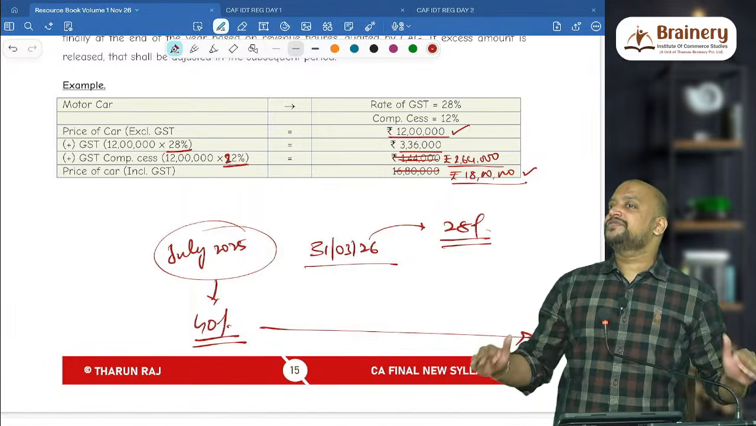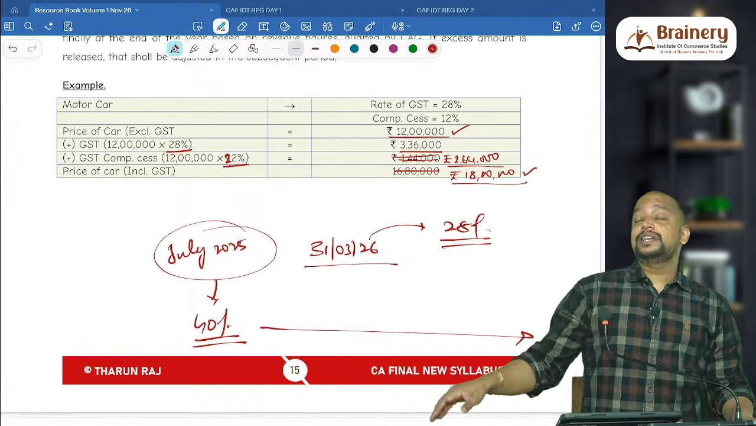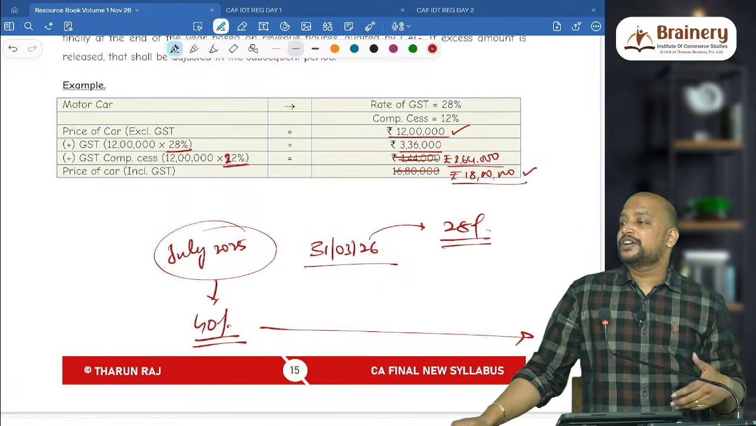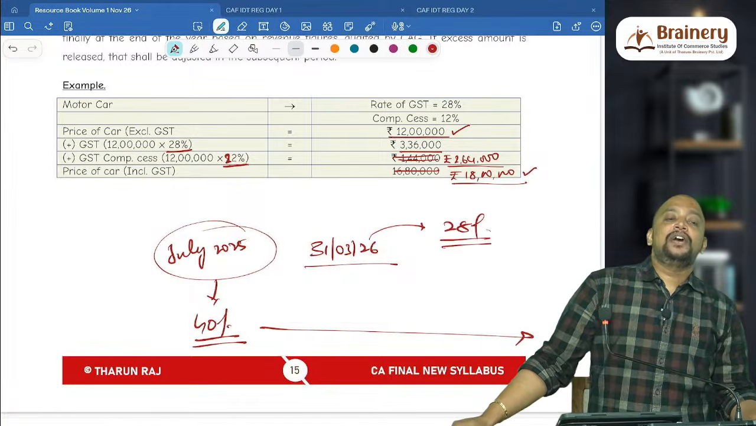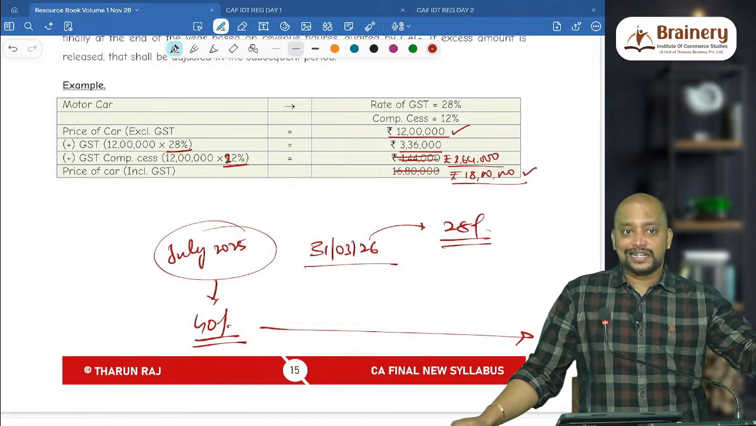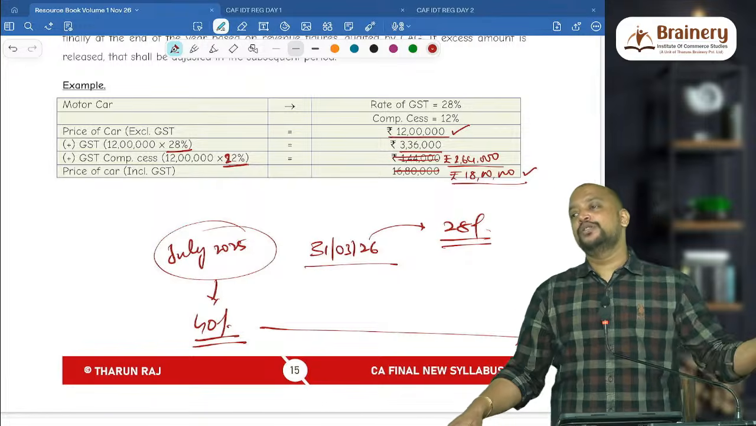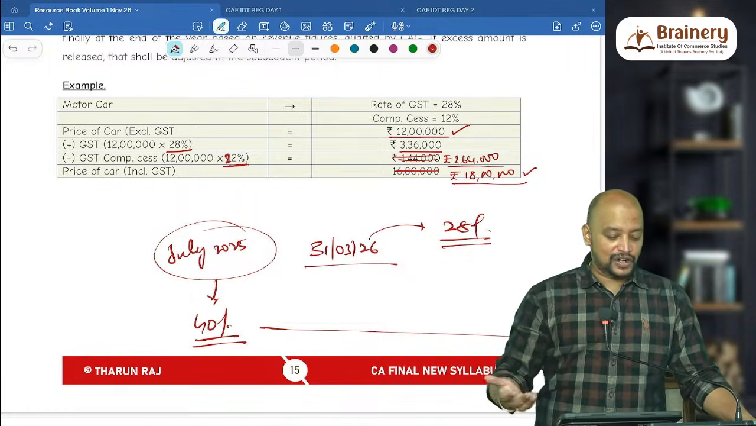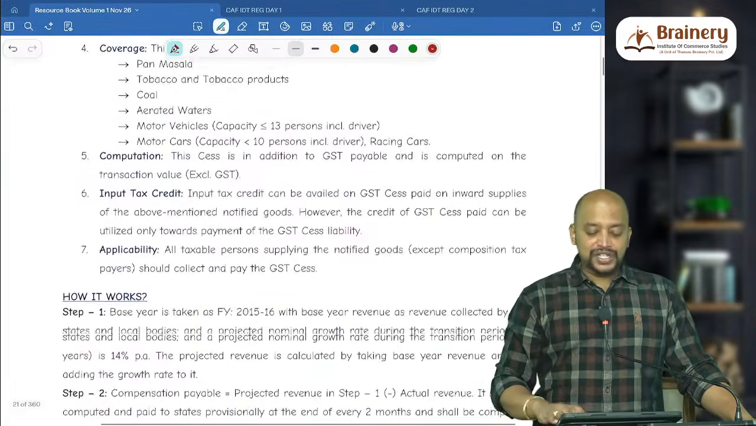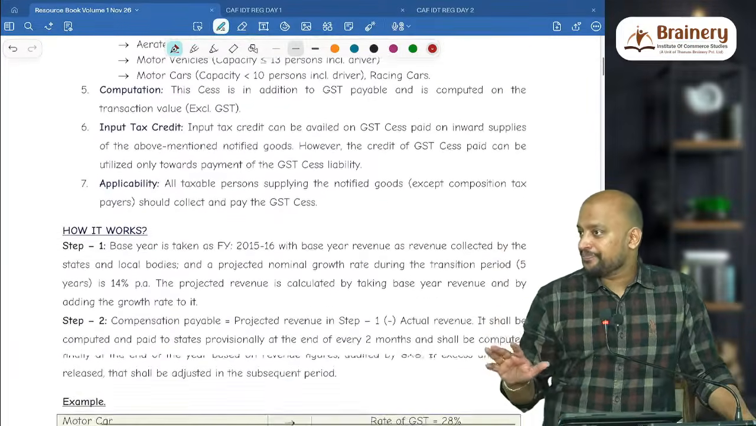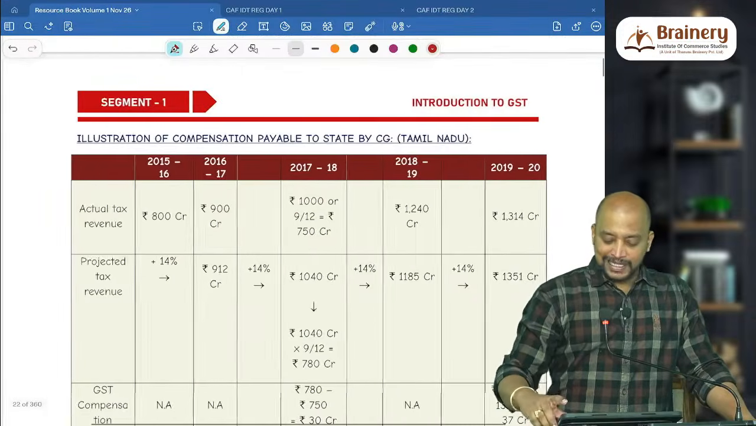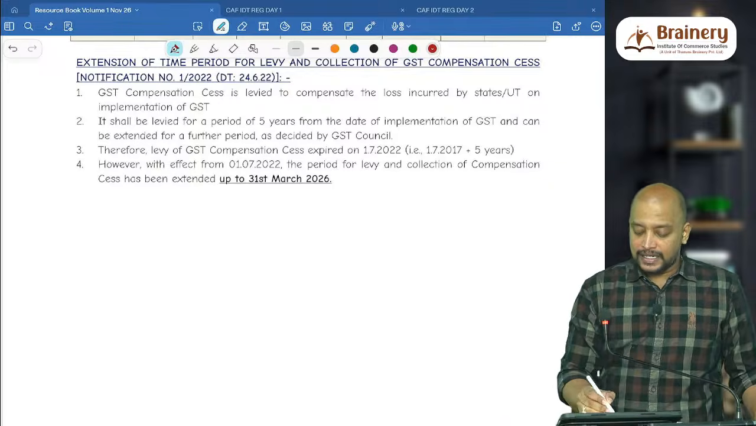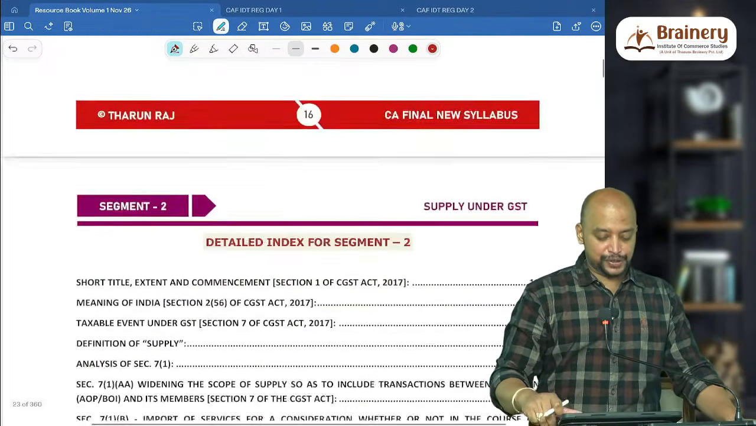Now, what is the highest rate of GST? 40%. Not only here, even in the case of online money gaming, betting, etc., the rate of GST has been taken to 40%. On aerated beverages like colas, etc., also, they have taken it to 40%. There are many goods for which the rates have also been increased. But that information we will not see. Fine. This is about GST compensation cess. Clear? With this we completed it, and we don't have to read other things, because GST compensation cess is not applicable now. This is the end date of GST compensation cess, 31st March 2026.